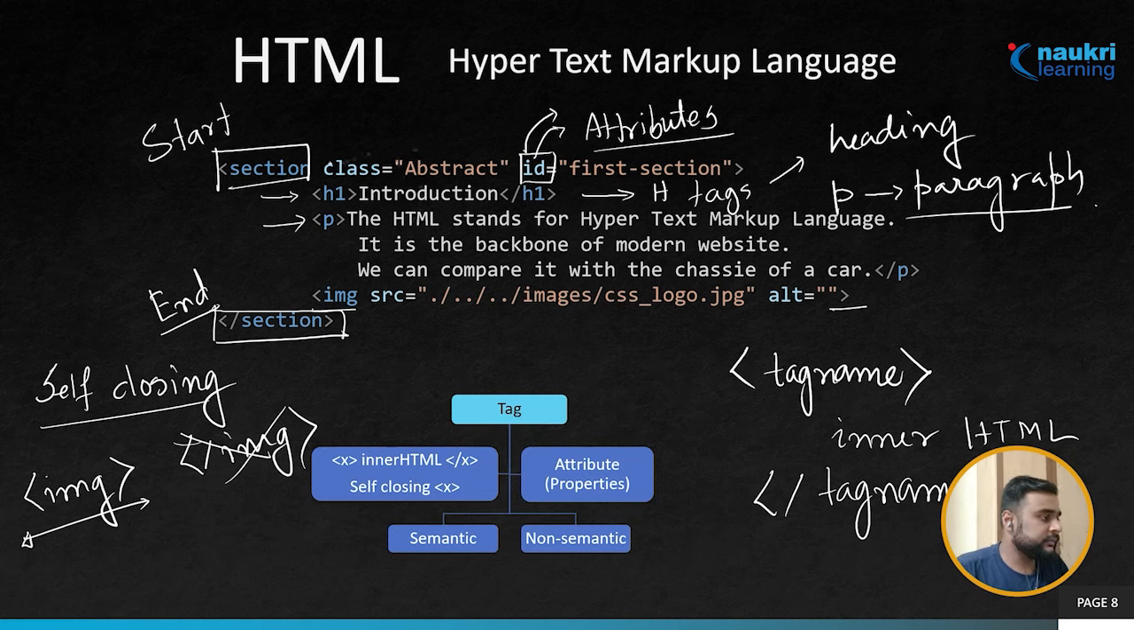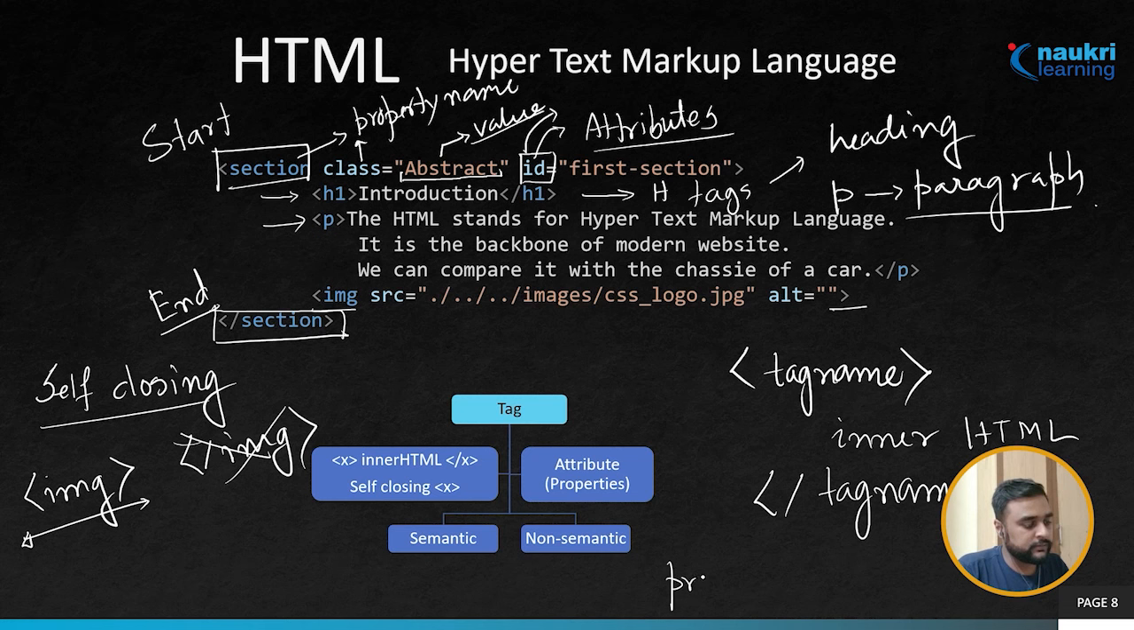So for that purpose, we use these attributes to specify what is the action. So in this case section, we're saying that the class attribute of this section tag is abstract. This is the value. Class is the property name. Abstract is the value, in this case abstract in quotation. We have a property, or what we are calling an attribute. And for that, we have a value.